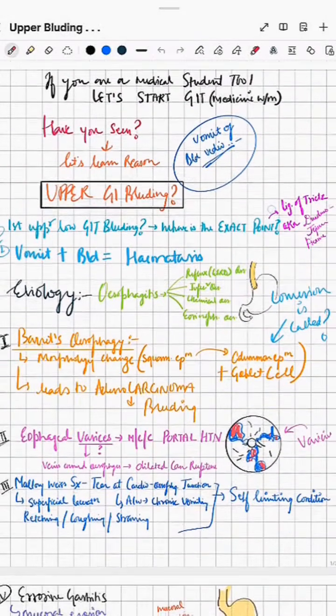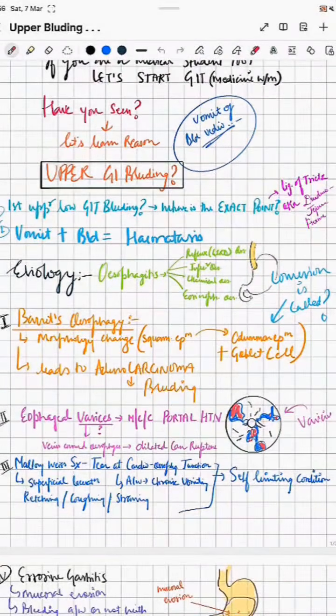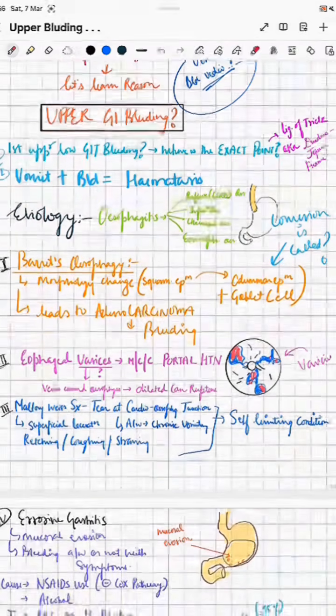If you are a medical student too, let's start learning GIT medicine. And today's topic will be upper GI bleeding.